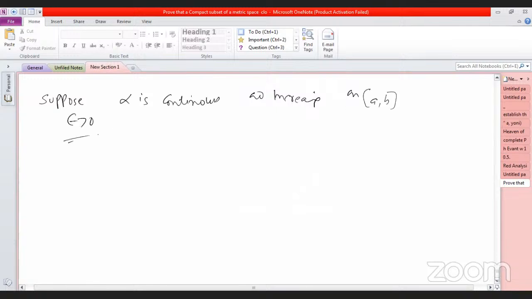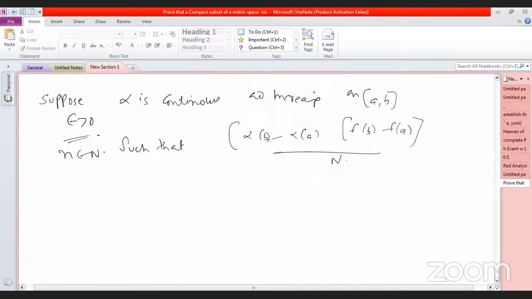Therefore, epsilon greater than 0 we are taking here. The condition n belongs to N, I have already told you this, such that alpha b minus alpha a and f of b minus f of a, divided by small n, is less than epsilon. This is equation 1.